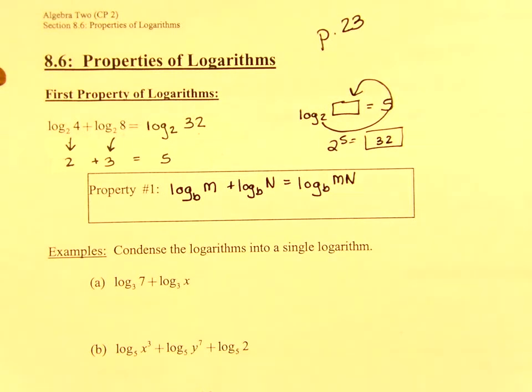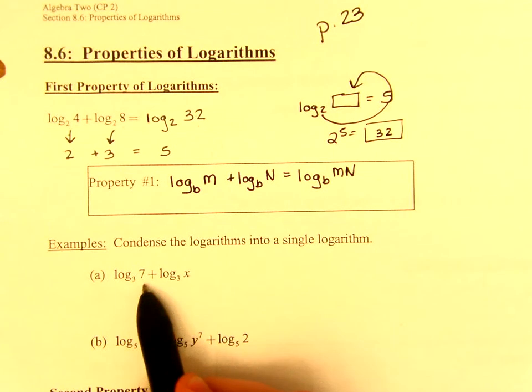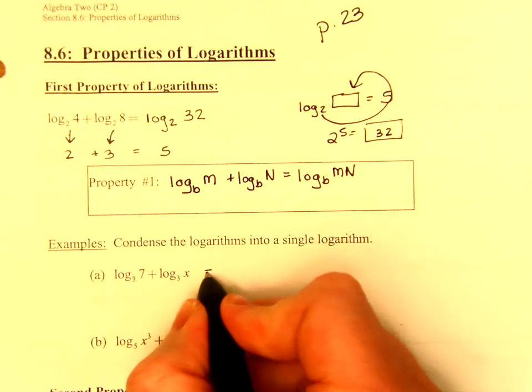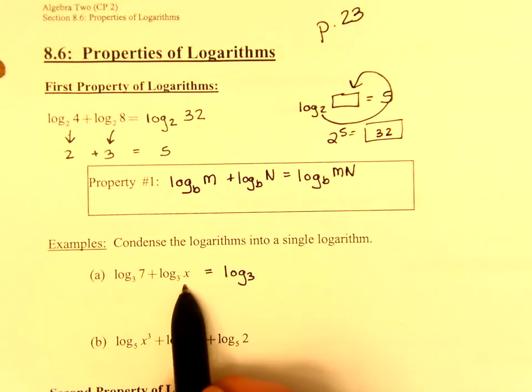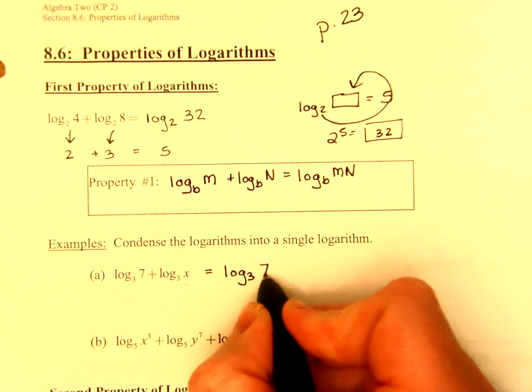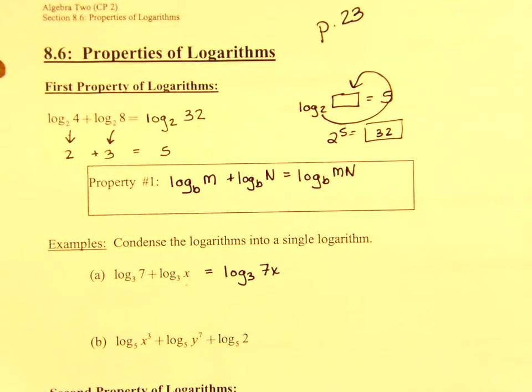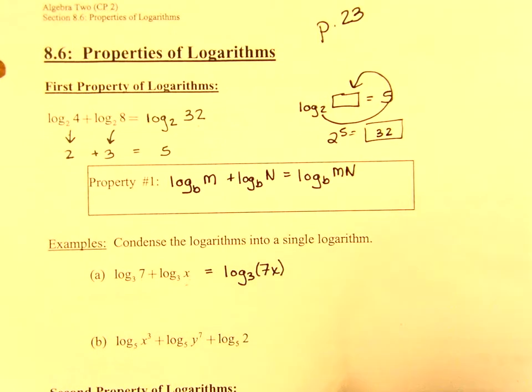So let's take a look at these 2 examples down here. Letter A, log base 3 of 7 plus log base 3 of x. Well, this is going to equal log base 3 of, when I add 2 logarithms, I multiply the stuff inside, so I'm going to multiply 7 times x and just get 7x. Log base 3 of 7x. Might make a little more sense if I stick it in parentheses, so I'll say log base 3 of, in parentheses, 7x.